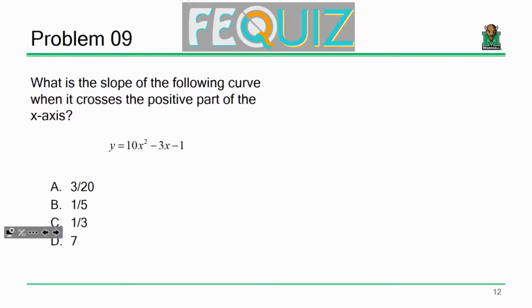Okay. What is the slope of the following curve when it crosses the positive part of the y-axis? So right off the bat, we need, what's that? X-axis. Positive part of the x-axis, yes. Right off the bat, what are we going to need? The derivative. And what is the derivative of that?